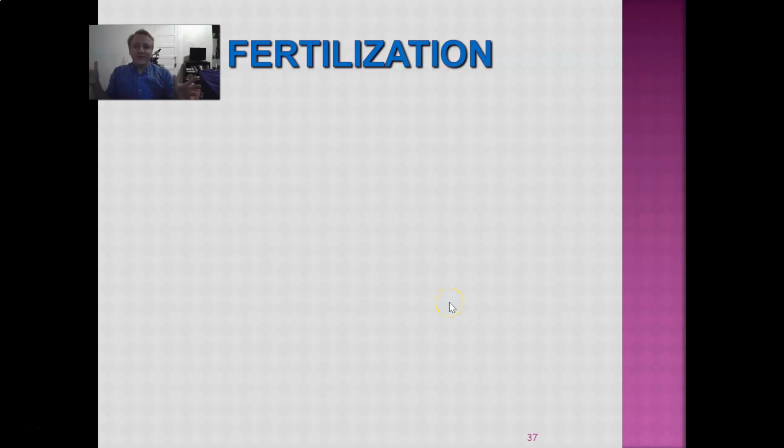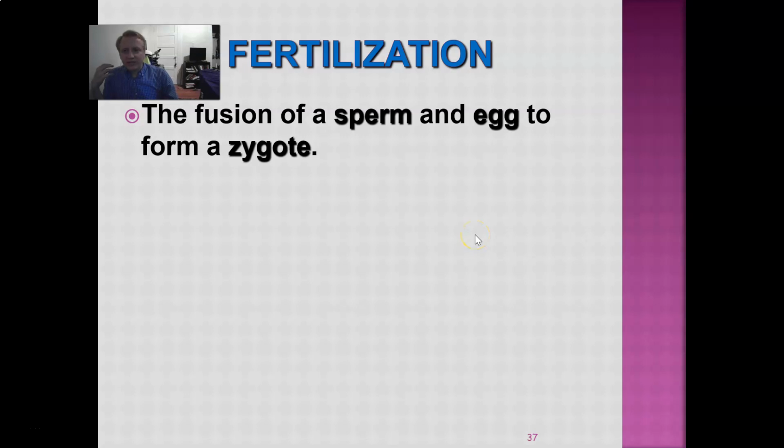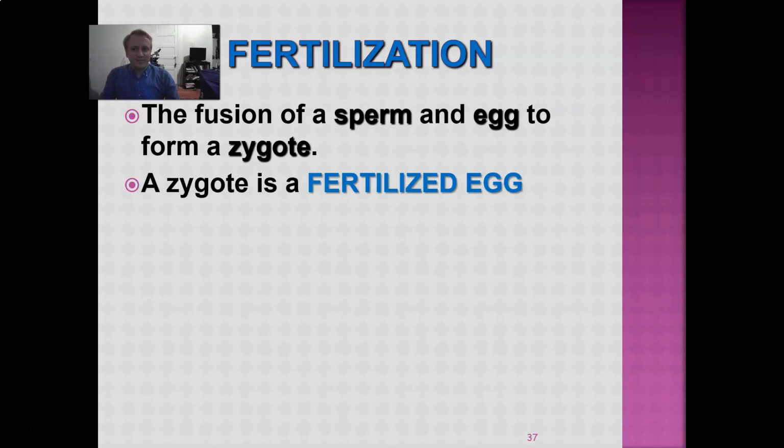After meiosis is finished happening and after sexual reproduction has occurred, we get to the end, which is fertilization. When you take two gametes, a sperm and an egg, and you put them together, they form what's called a zygote. The zygote is a fertilized egg. Zygote is terminology that you should be aware of.